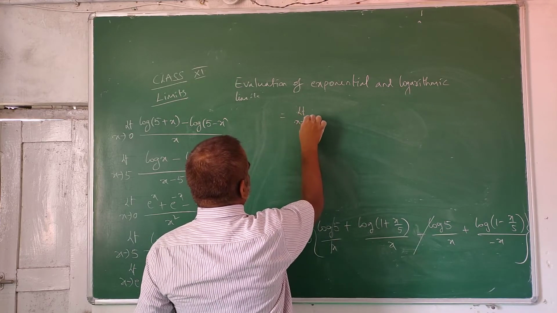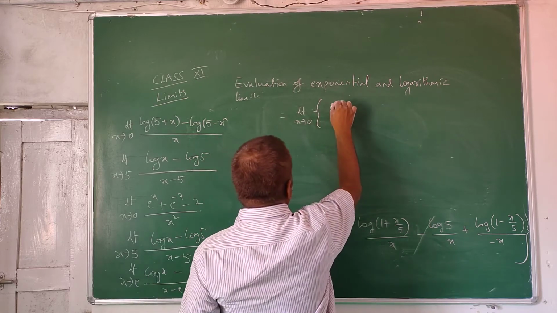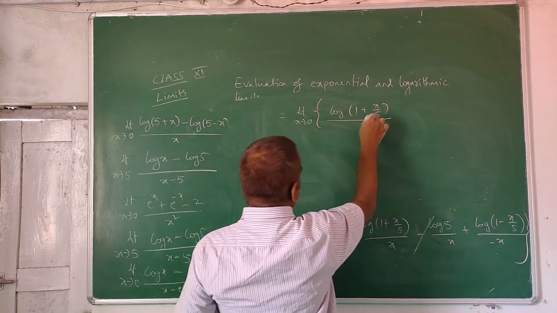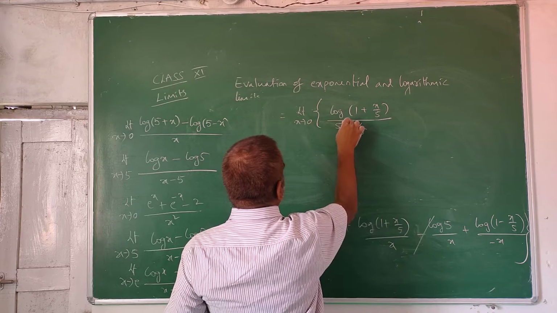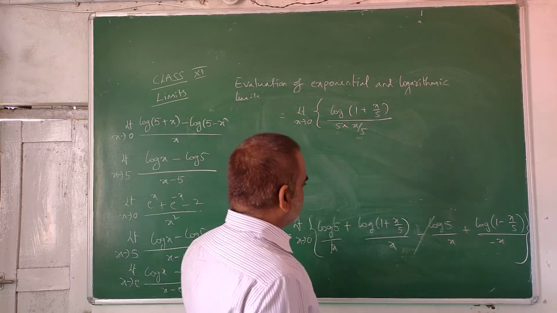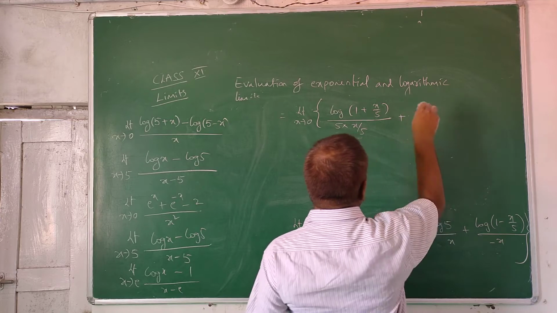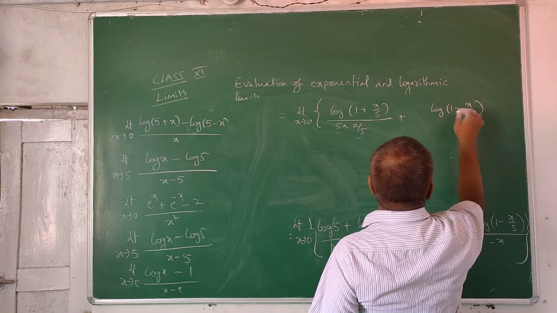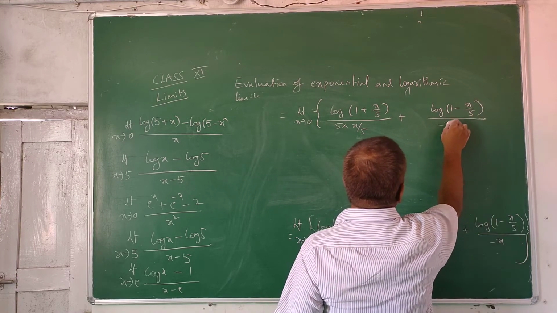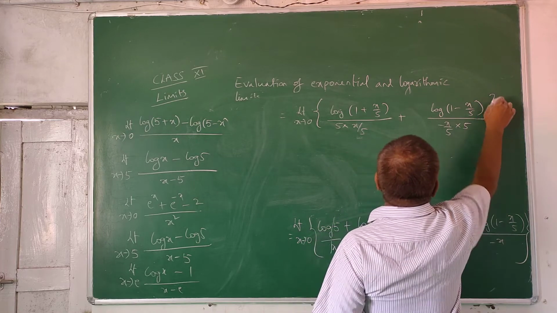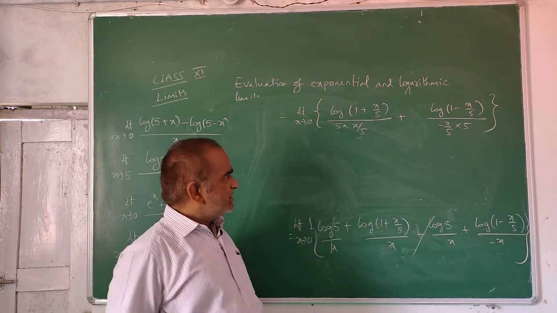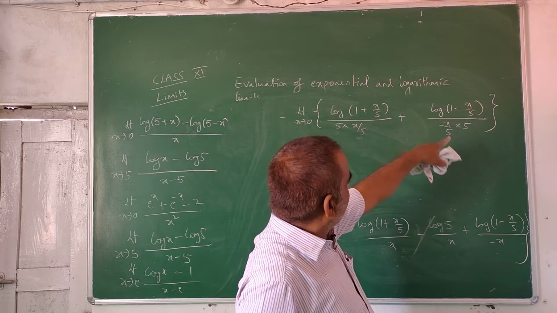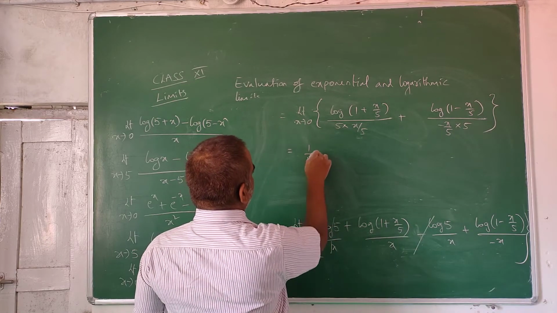limit x tends to 0. So log of 1 plus x by 5 divided by x by 5 into 5, multiplied and divided by 5, right, plus here log of 1 minus x by 5 divided by minus x by 5 into 5. Are you following? Now so 1 by 5 here is there, 1 by 5 here is there, so take out 1 by 5 common.